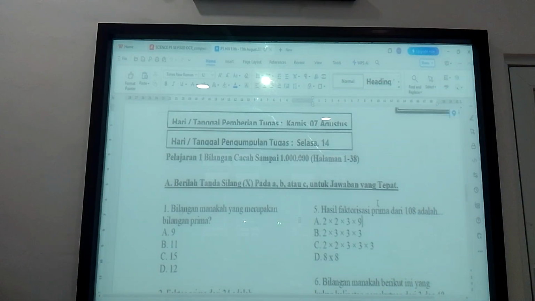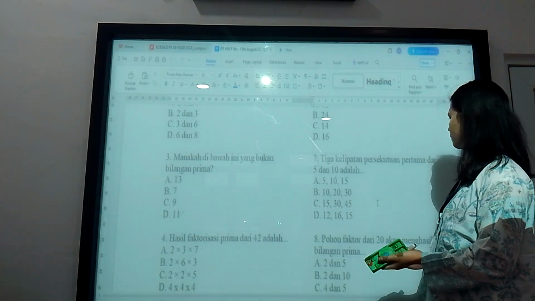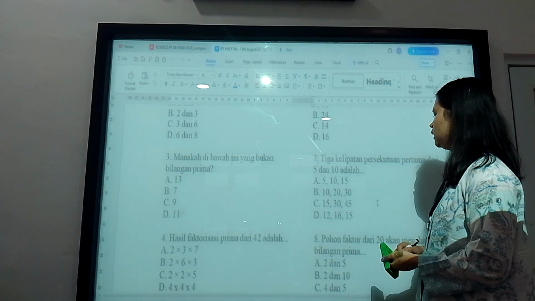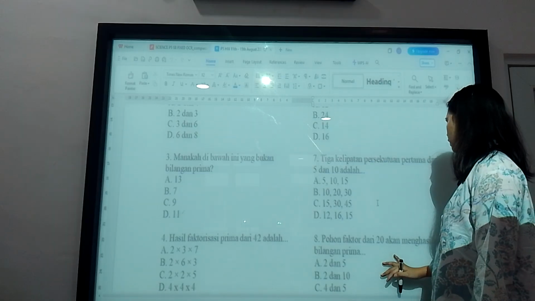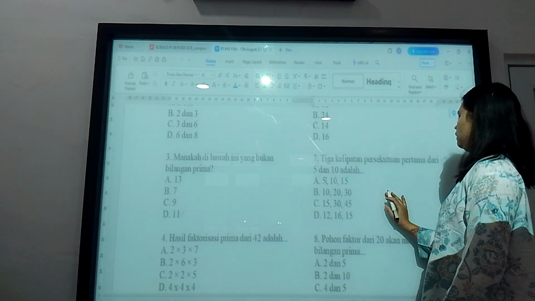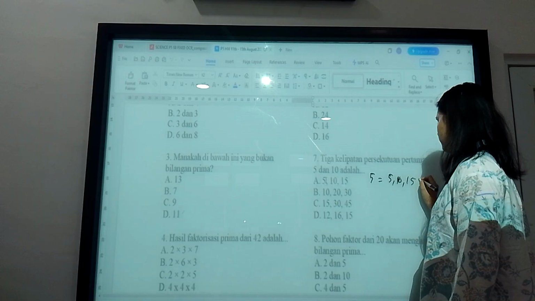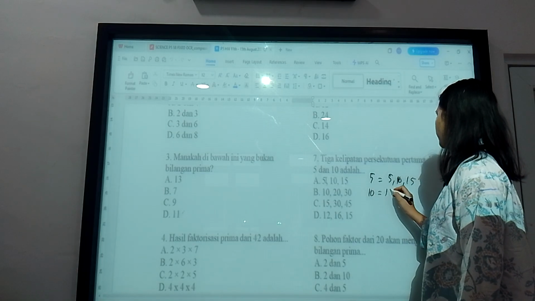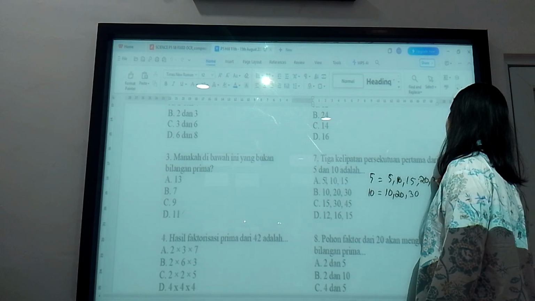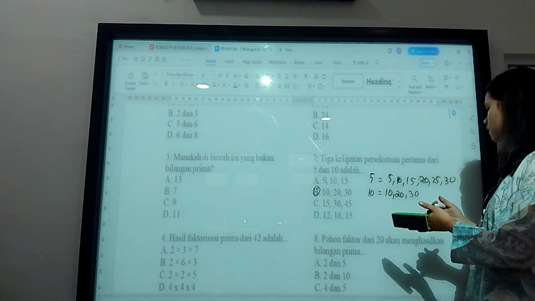Oke, baik Miss, kita lanjut. Nomor 7. Tiga kelipatan persekutuan pertama dari 5 dan 10 adalah 5, 10, 15. Itu kurang tepat ya, Miss. Kelipatan 5 ada 5, 10, 15, sedangkan kelipatan 10 ada 10, 20, 30. Yang benar itu 10, 20, dan 30.